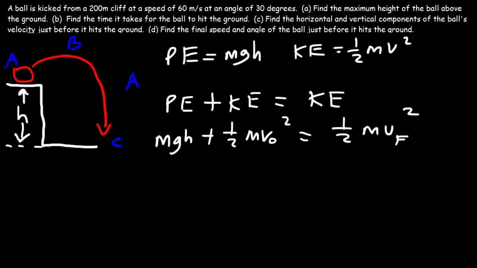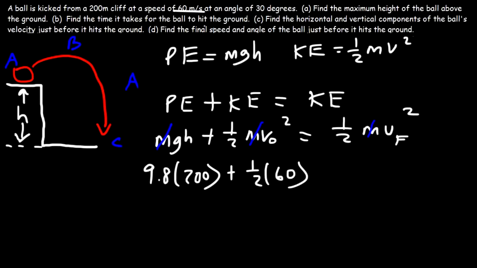So notice that we could divide both sides by m. Now all we got to do is plug in the data and solve for the final speed. g is 9.8. The height of the cliff is 200, plus 1/2 the square of the initial speed. The initial speed is 60. And this should equal 1/2 the square of the final speed.